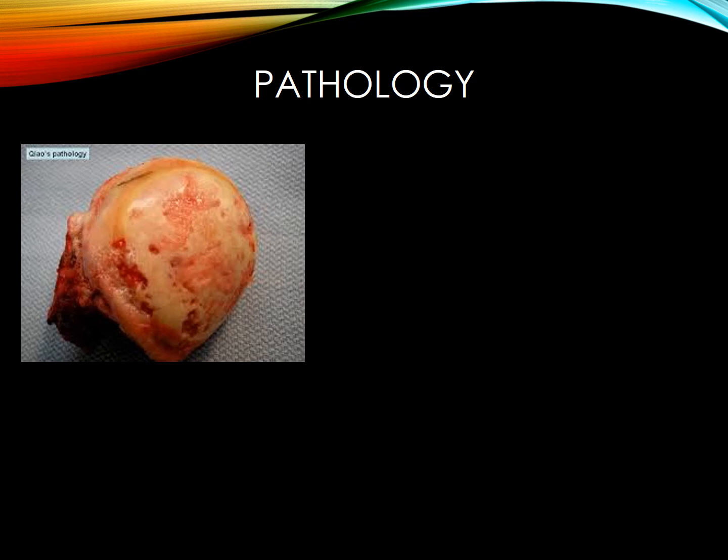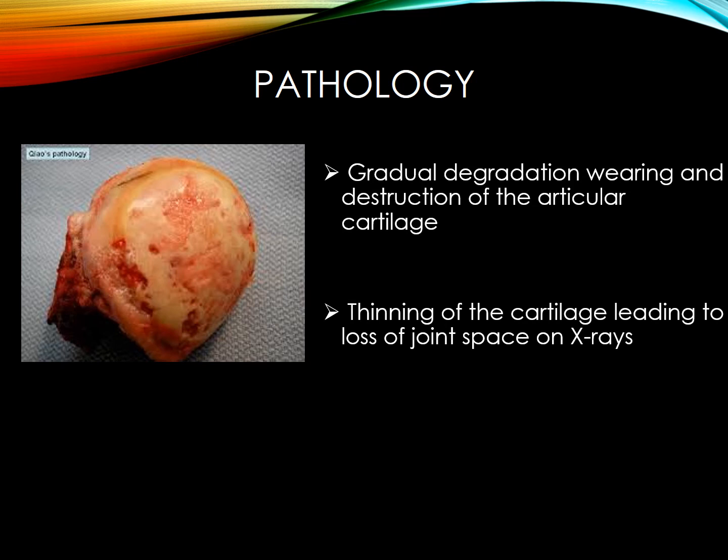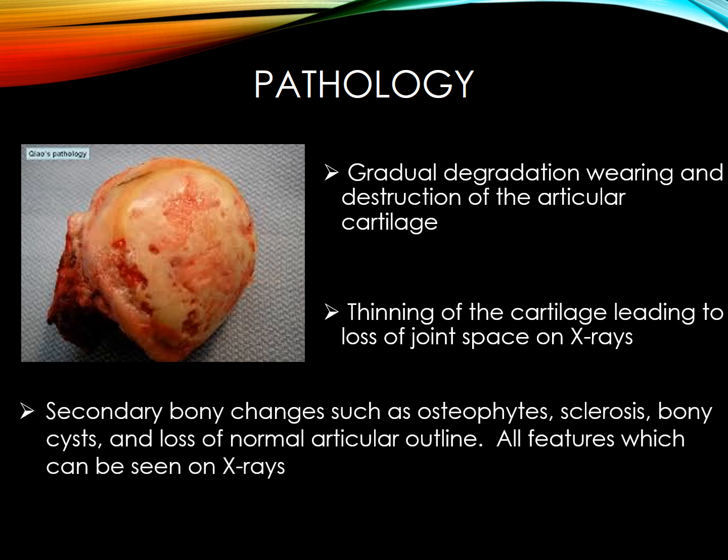So the pathology of osteoarthritis is essentially, initially, cartilaginous damage, thinning of the cartilage, fibrillation, and then frank loss of cartilage to the point that you get exposed bone. And then you get secondary bony changes such as osteophytes, sclerosis, bony cysts, and the normal nice smooth outer line becomes very flattened and the bone can collapse. Indeed, all these changes in the cartilage and in the bone you can actually see on X-rays.